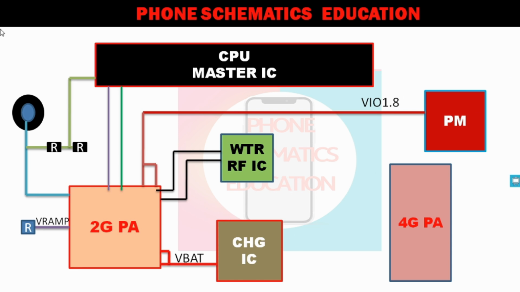So these are frequency lines. In between you will see duplexers for switching the frequency. How frequency works, I will give you full information in another video. Now some lines are connected with the 4G PA. Clear? Hope you get how the 2G power amplifier works. Now next, our 4G amplifier.